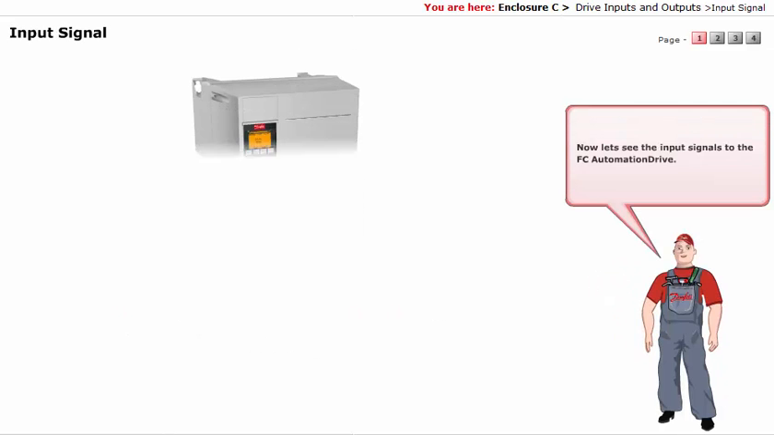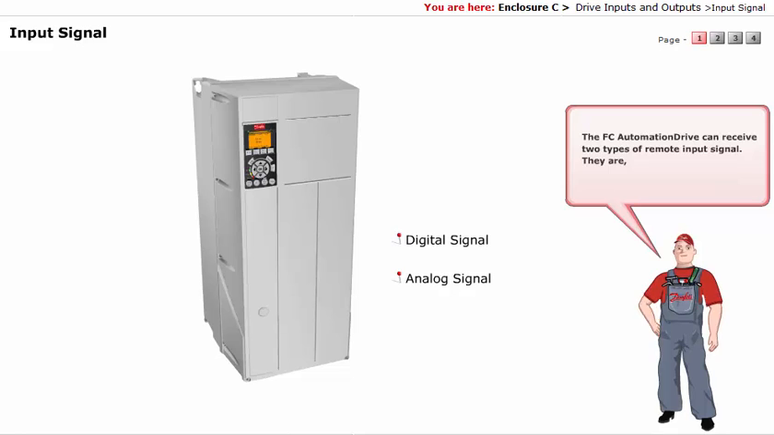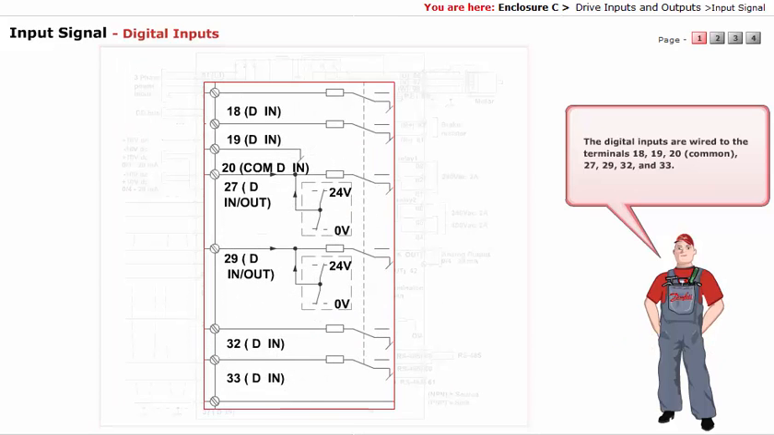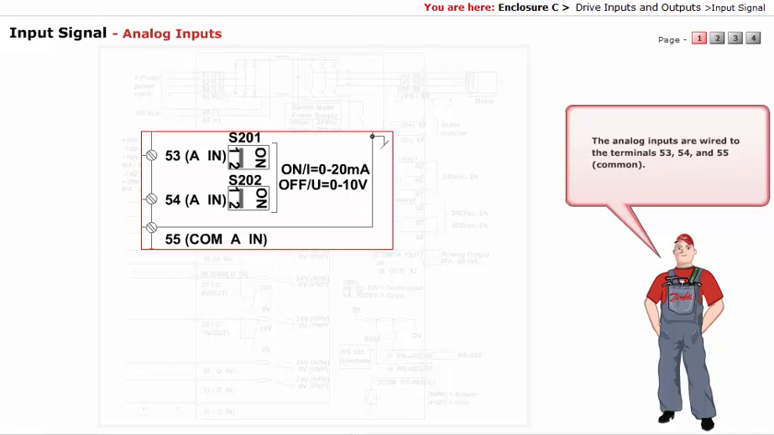Now let's see the input signals to the FC automation drive. The FC automation drive can receive two types of remote input signal. They are digital signal and analog signal. The digital inputs are wired to the terminals 18, 19, 20 common, 27, 29, 32, and 33. The analog inputs are wired to the terminals 53, 54, and 55 common.